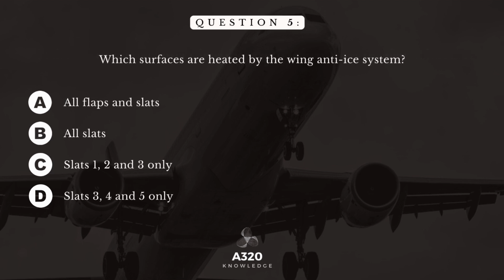Question 5. Which surfaces are heated by the wing anti-ice system? A. All flaps and slats. B. All slats. C. Slats 1, 2, and 3 only. D. Slats 3, 4, and 5 only.